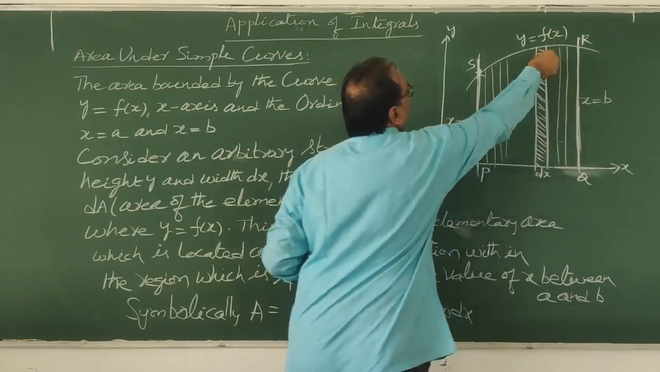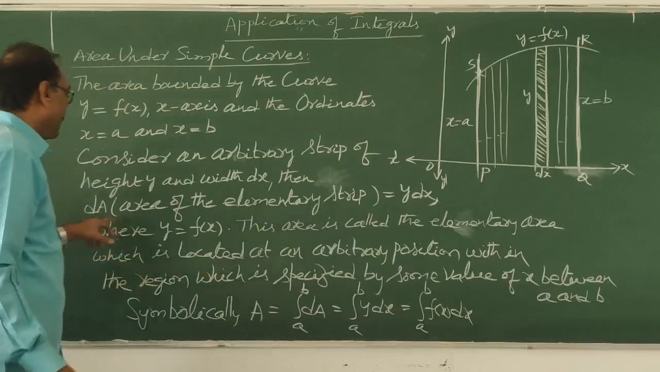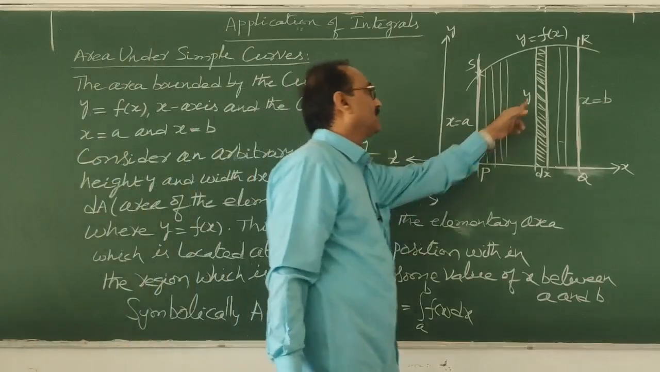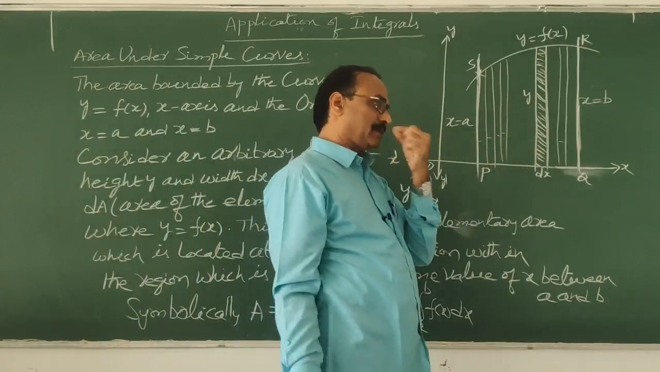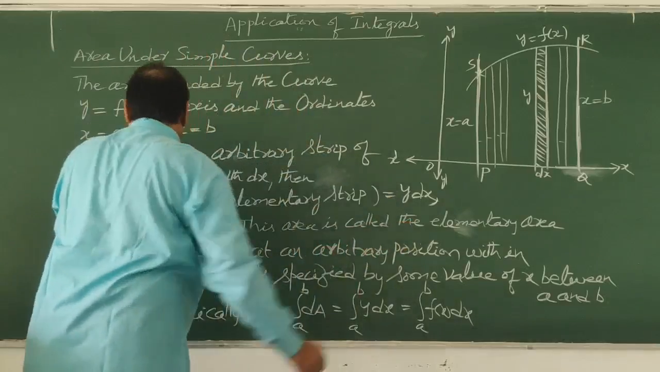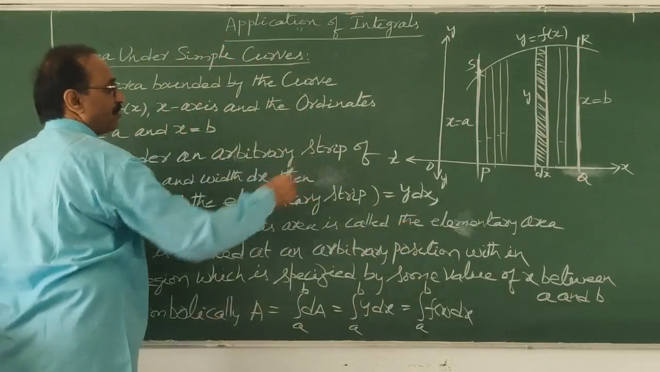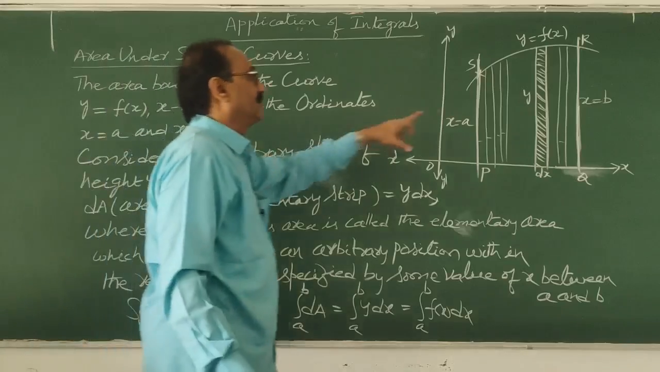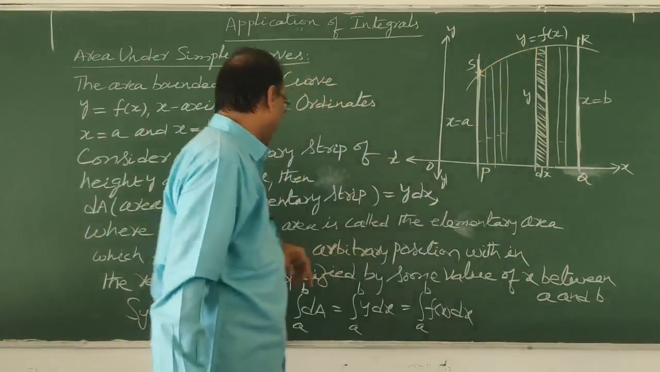So this is the area of the elementary strip. It is y dx. How did we get y dx? Length into breadth. This is a rectangle, so simply you can say length into breadth, which is equal to y dx. Here dA is written as y dx, where y is equal to f of x. We consider y as a function f of x.